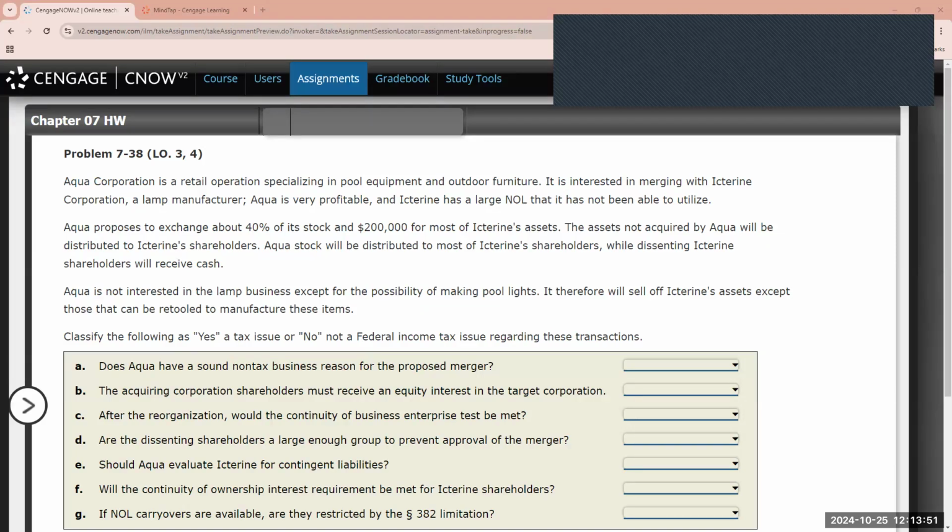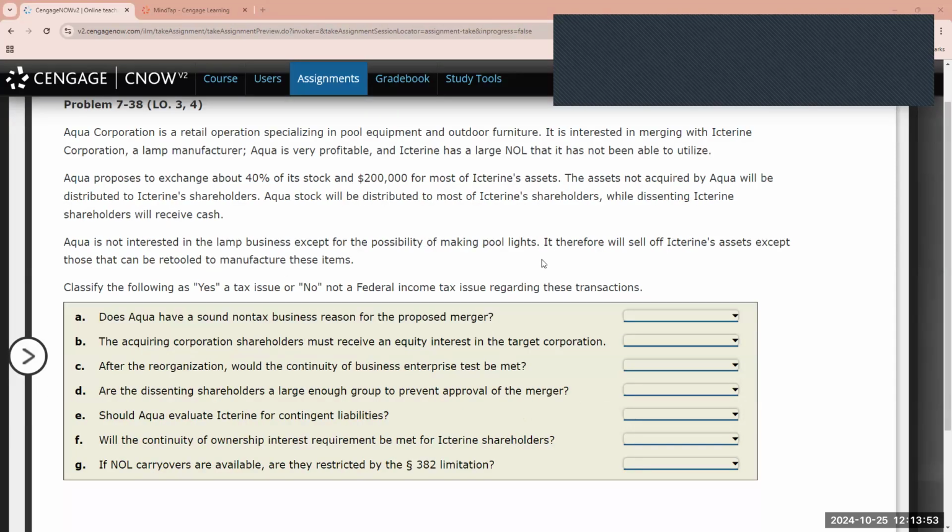So we have to choose yes or no. A, does Aqua have a sound non-tax business reason for the proposed merger? So based on this, even though the statutory requirements are literally followed, again, there are some judicial things that need to be met. So yes, this is a tax issue.